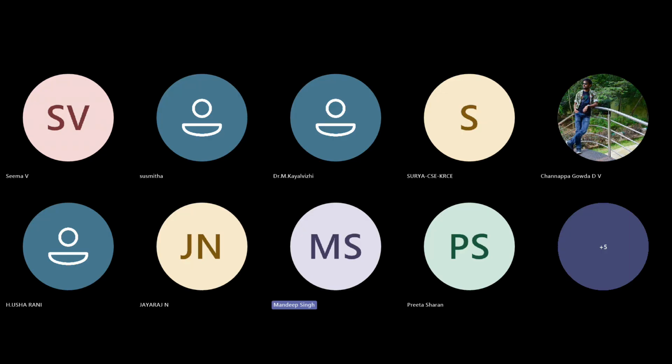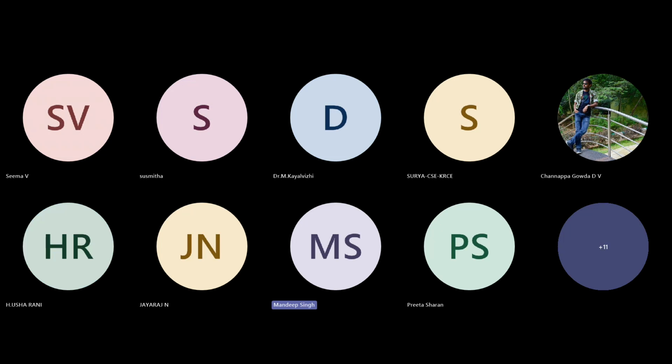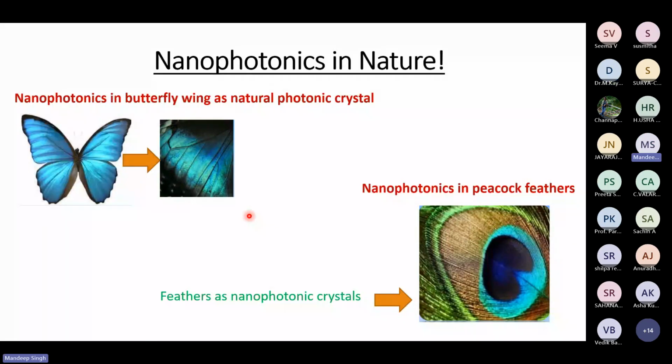An SEM image is taken, and they have observed that the wings behave as natural photonic crystals. So they show nanophotonic phenomena in the presence of light. The next example is nanophotonics in the peacock feather. Similarly, it shows some photonic crystal behavior at high frequencies.